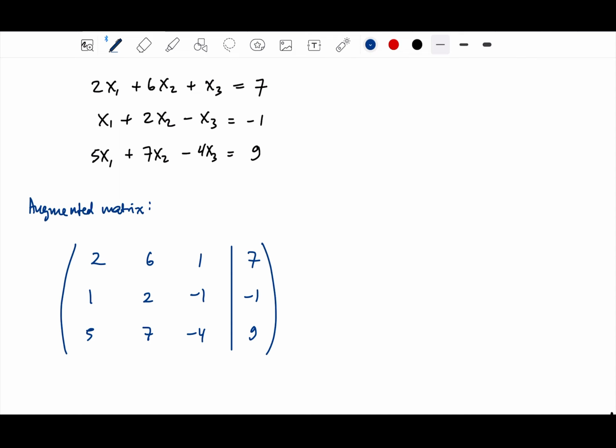So take this augmented matrix, okay, and our goal is to make 1, 1, 1, right? I think we could take that as the first step and then make this 0, 0, 0. Well, we could do 0, 0, 0 or 1, 1, 1 first. But if we look at our matrix here, I think we can move this row into the first row. So let's do that first. Okay. So let's say row 1 is exchanged with row 2. So 1, 2, negative 1, negative 1, and 2, 6, 1, 7.